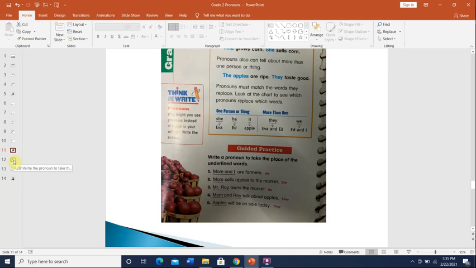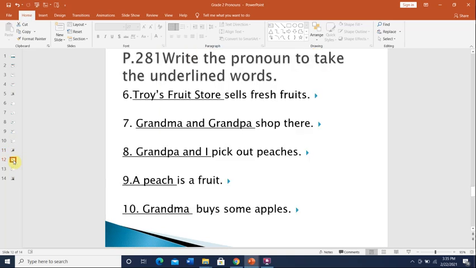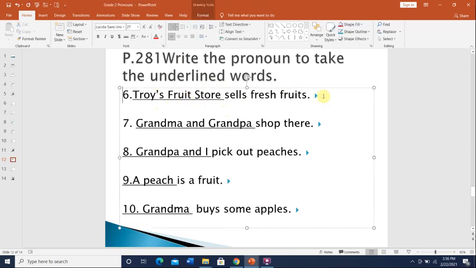Now we're going to go to page 281. We will also do the same thing. It says, write the pronoun to take the place of the underlined words. We will replace the underlined words with the correct pronoun. Troy's fruit store sells fresh fruit. Troy's fruit store. A store is a place. What can we use to replace Troy's fruit store? It. Because it's a place and it's only one, so we will use it.